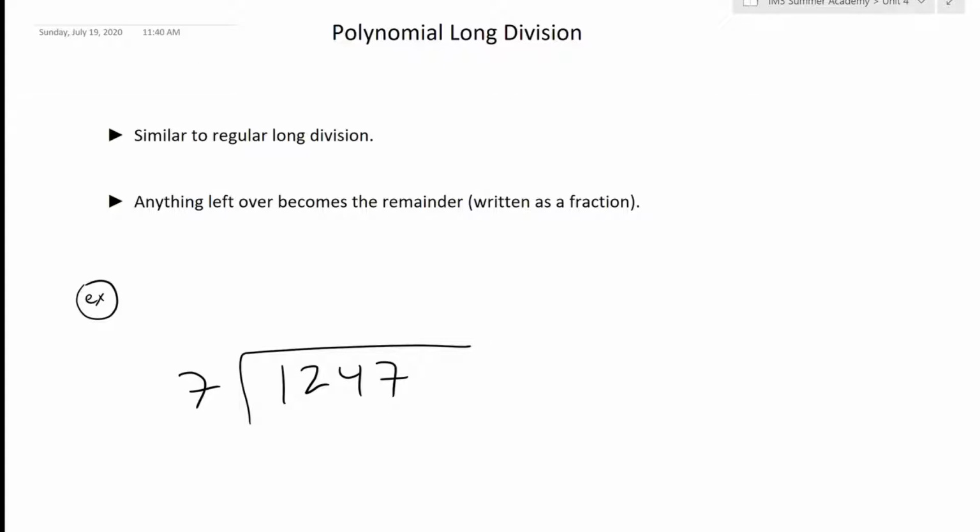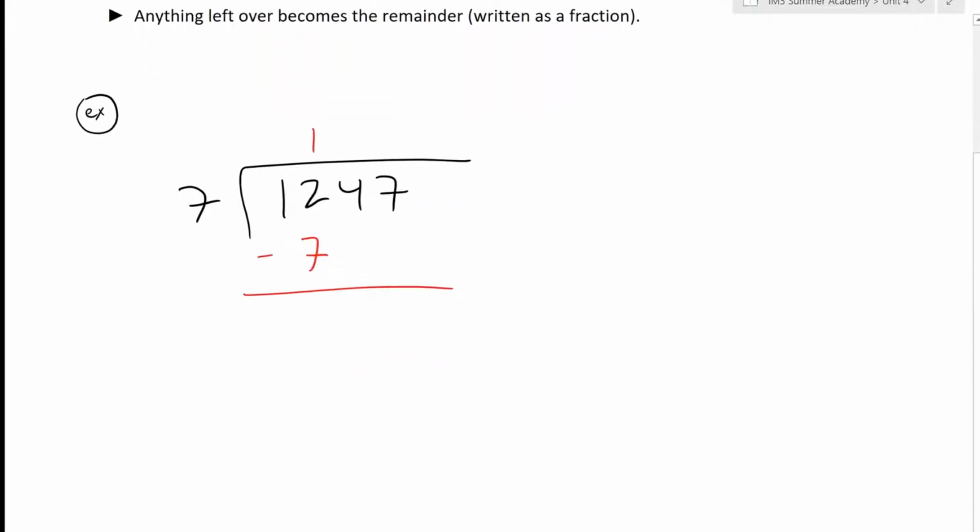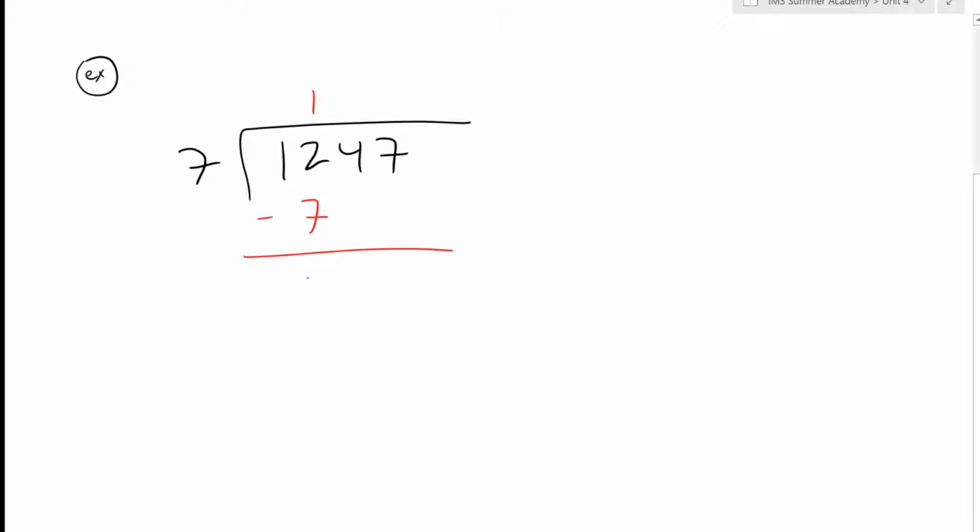So quick review of this. 7 can't go into 1, so we go to our next chunk. 7 can go into 12 one time. So 1 times 7 is 7, and then we subtract it out. So 12 minus 7 is a 5. Bring the next number down, 4. 7 goes into 54 7 times.